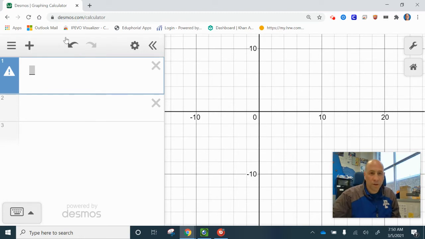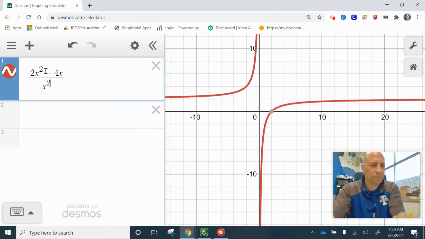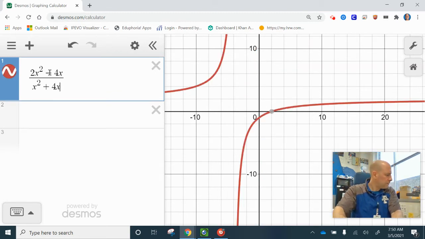And so then, 2x squared minus 4x divided by, whoa, hold on, yep, x squared plus 4x plus 4.